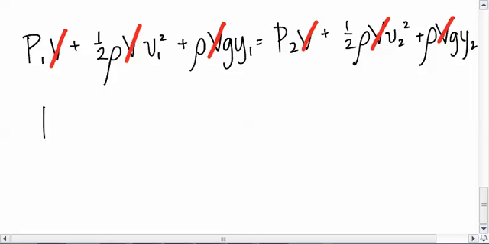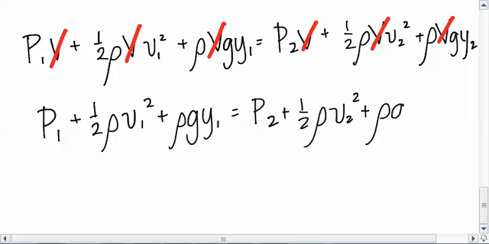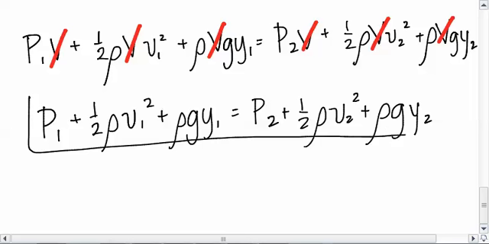So then let's write down our simplified version. P1 plus 1/2 rho V1 squared plus rho g Y1 is equal to pressure 2 plus 1/2 the density, speed at the bottom squared plus density, acceleration due to gravity, and the height of the bottom. And that, B's and G's, is Bernoulli's equation.